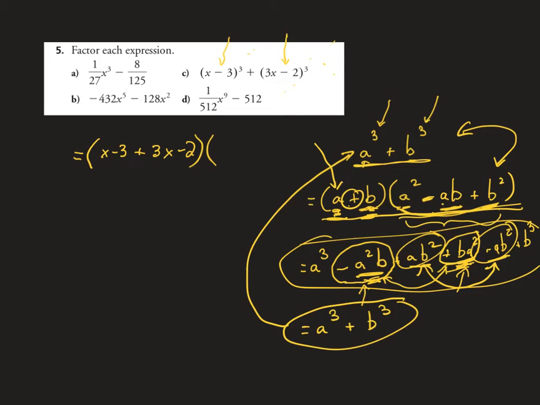If this was a minus, then we'd have to do minus 3x minus negative 2, which would be plus 2. So just be careful of that. All right, we closed our bracket. We opened our next bracket. The next thing is a squared. Well, since this is a cubed plus b cubed, our a is actually x minus 3. So we have to do x minus 3 squared.